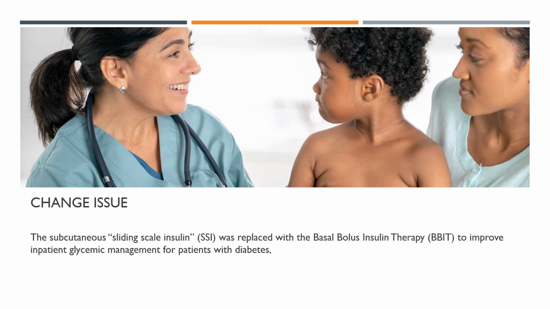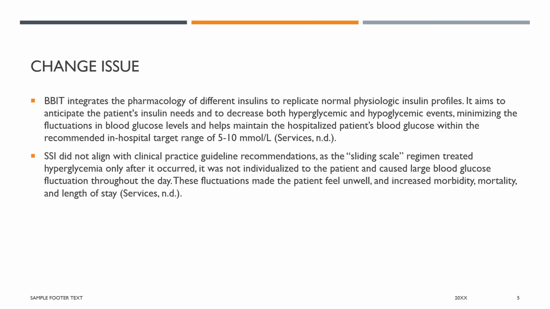Change issue. BBIT integrates the pharmacology of different insulins to replicate normal physiologic insulin profiles. It aims to anticipate the patient's insulin needs and to decrease both hyperglycemic and hypoglycemic events, minimizing the fluctuations in blood glucose levels, and helps maintain the hospitalized patient's blood glucose within the recommended in-hospital target range of 5 to 10 millimoles per liter. BBIT would replace the subcutaneous sliding scale insulin, or SSI, that we used in the treatment of diabetes in the hospital at that time.